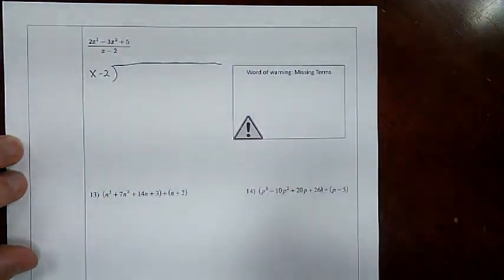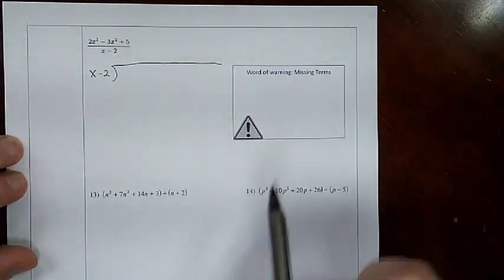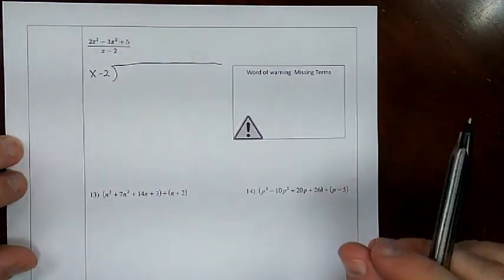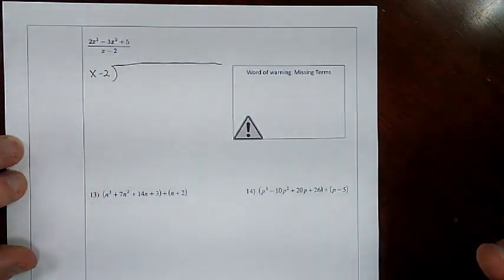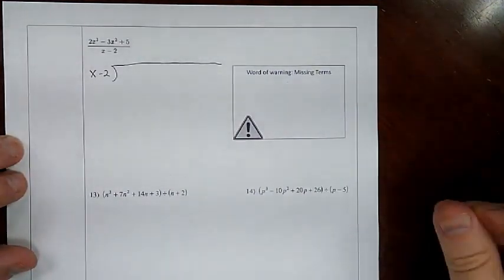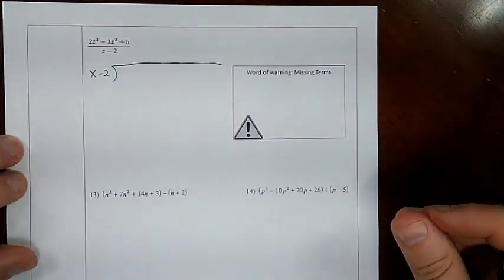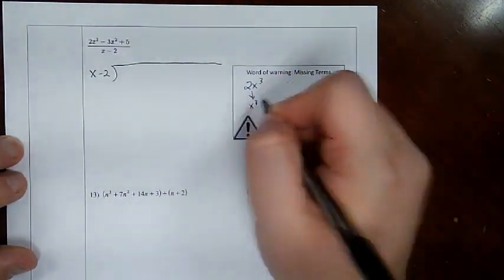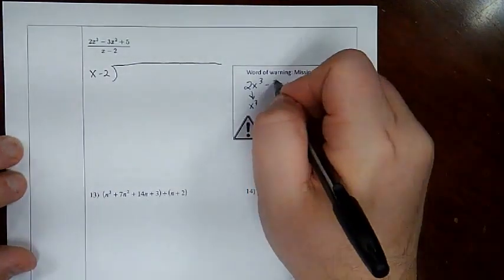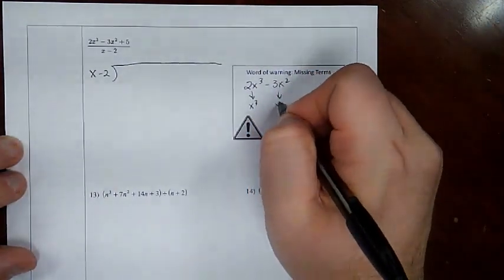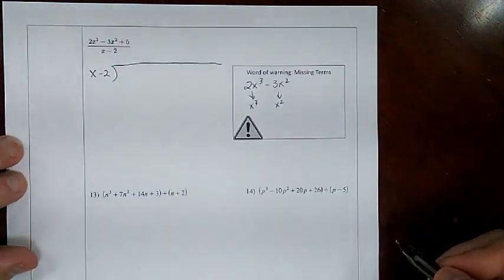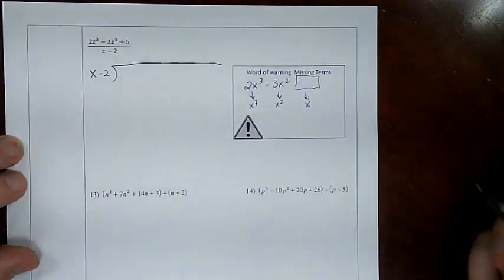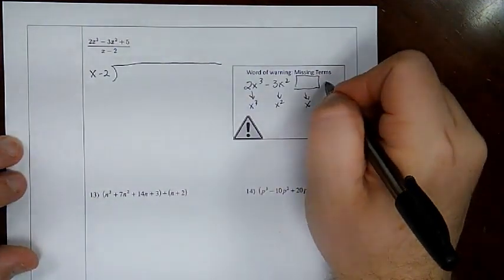But, word of warning, in this polynomial there are some missing terms. When we say missing terms, it is a power of the variable which should be in our problem but is not. So you will notice I have 2x cubed, which is my x cubed term. I have 3x squared, which is my x squared term. But I'm missing a linear term, a term that just has an x. And then I have plus 5, which is my constant.